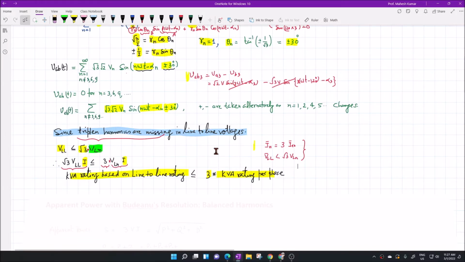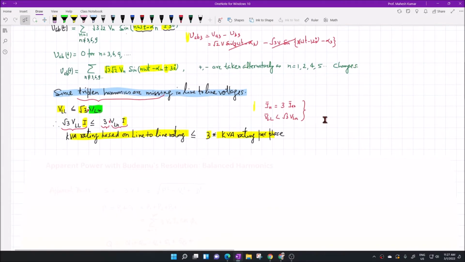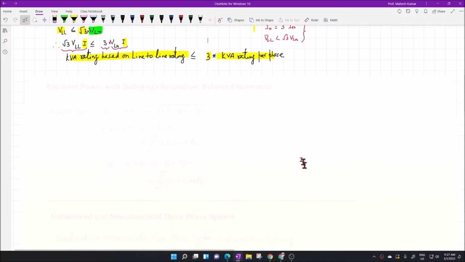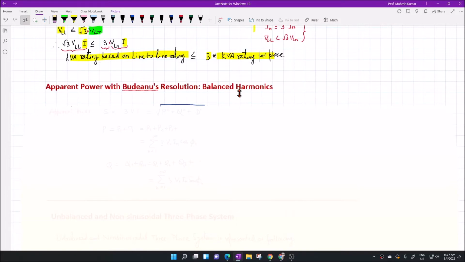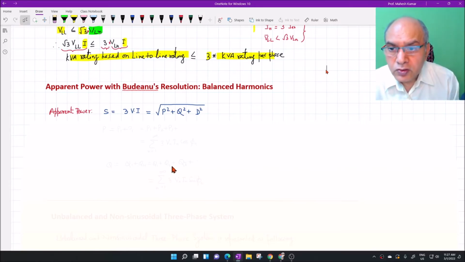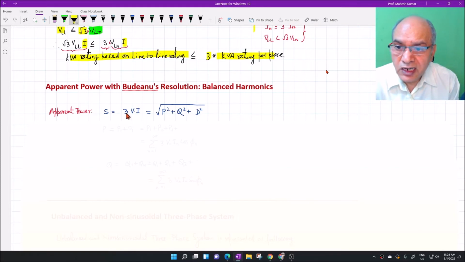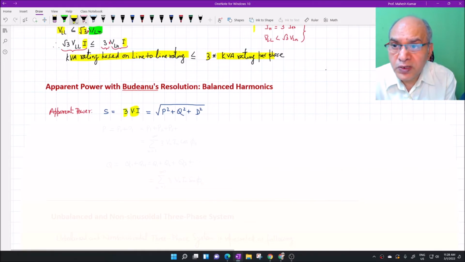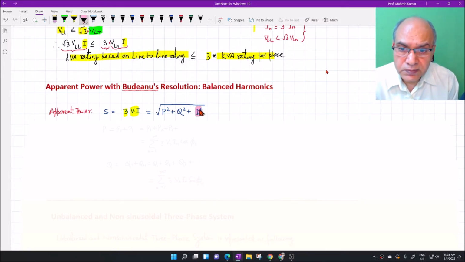So this is the important conclusion from the study of the 3-phase balanced system with harmonics. Now let us come to the apparent power. The apparent power for this system must be equal to 3 into V into I, because all three phases are balanced. Because we have a balanced three-phase system, the total apparent power will be 3 times each phase apparent power. And this must be equal to P square plus Q square plus D square. The D will come into the picture because the system has harmonics. So distortion power will be part of the apparent power.